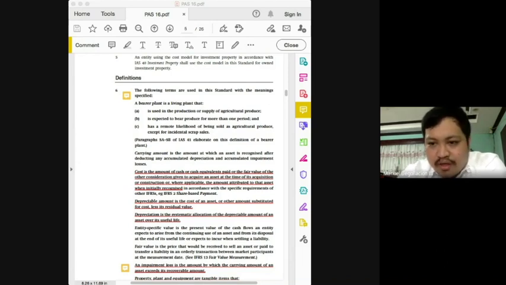Okay, let's just focus on the definitions first. So basically that's it. A bearer plant is only a plant. It is not going to be reported as a biological asset, but as an item of your property, plant, and equipment.